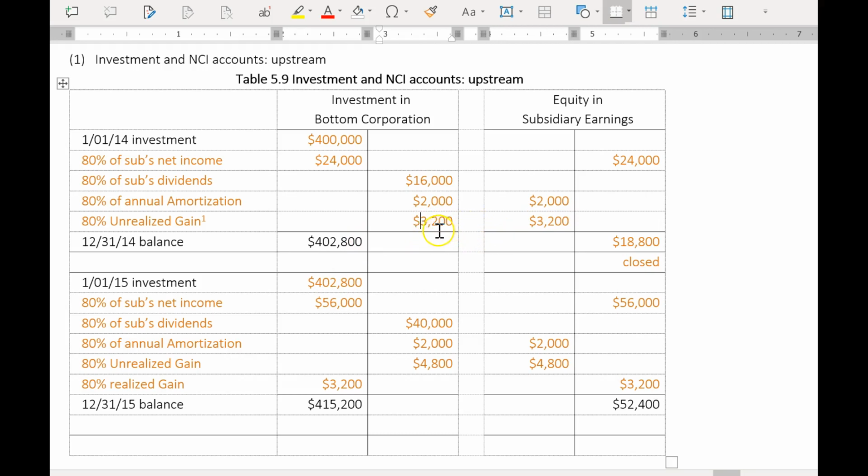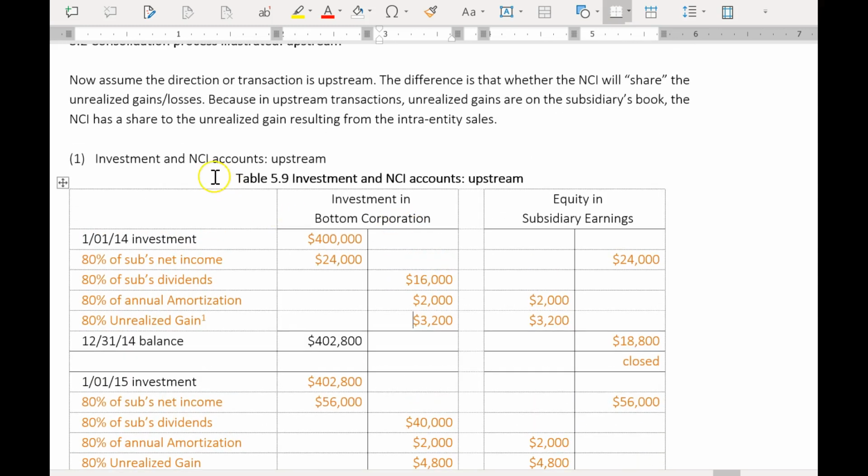In an upstream case, the parent will be debiting 80% of the unrealized gain to the equity in net income and credit 80% of the unrealized gain to the investment account, because again, the NCI shares the other 20% because NCI has a share of the net income of the subsidiaries.